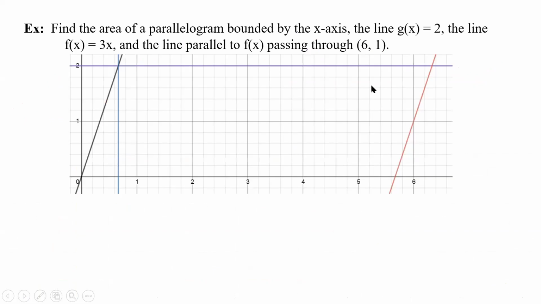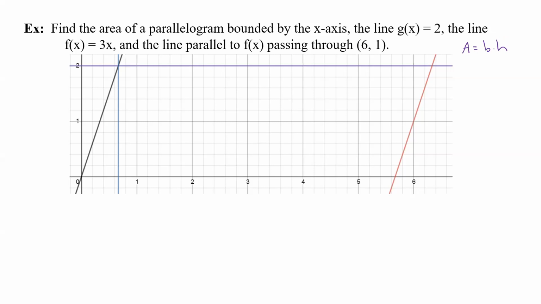All right, how about the next one? It's going to be similar. They're going to ask us to find the area of a parallelogram. So what is the area of a parallelogram? Well, it's just base times height. So that's all we need to have here.